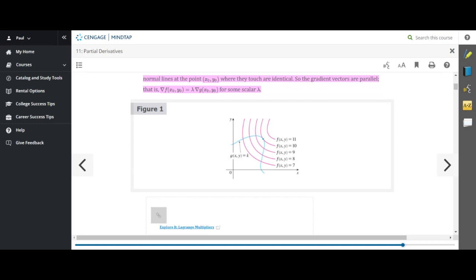Now, one thing you might notice that's interesting is if we were to draw a tangent line. Actually, let me go to the whiteboard here. Hold on. Let me go to the whiteboard.